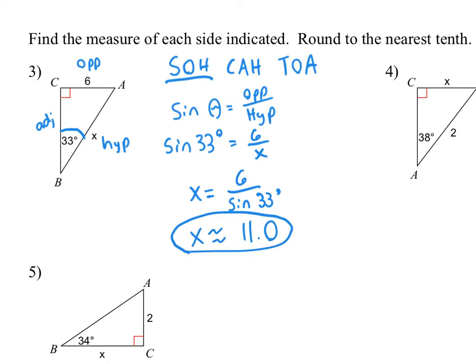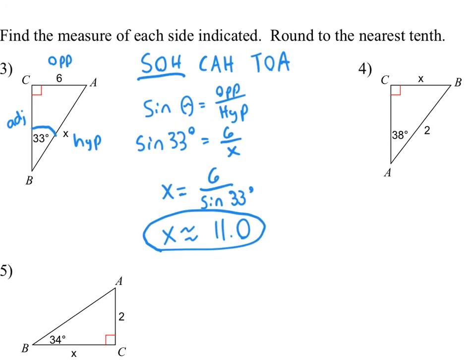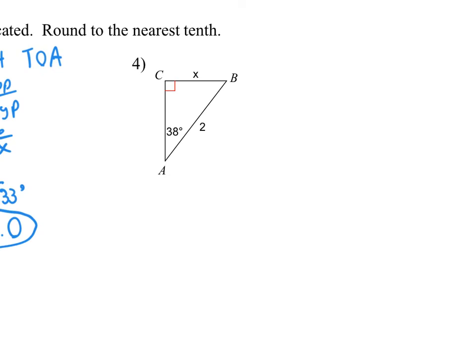Perfect. All right, let's move on to number 4. Nope, this is our angle. This is the OPP. This is the HYP. Opposite and the hypotenuse, and this is the adjacent. And you're going to use the same one here. We're looking for the opposite. We know the hypotenuse, so we're going to use sine.